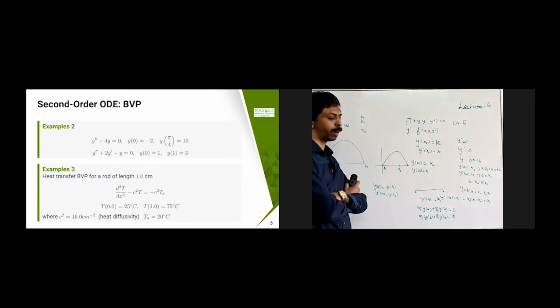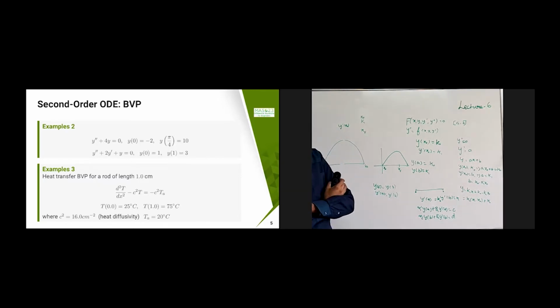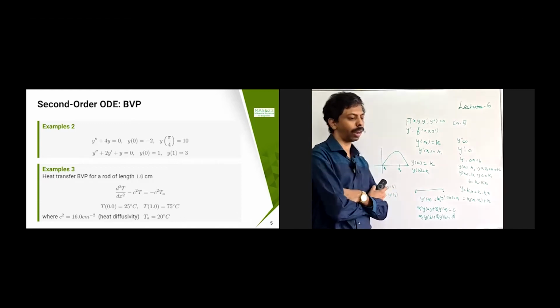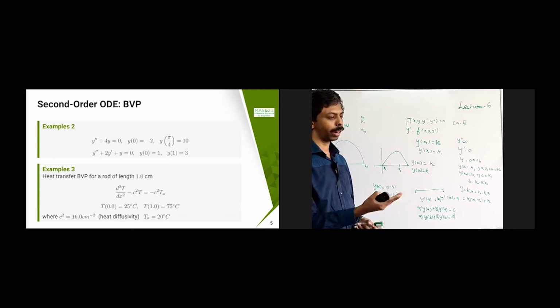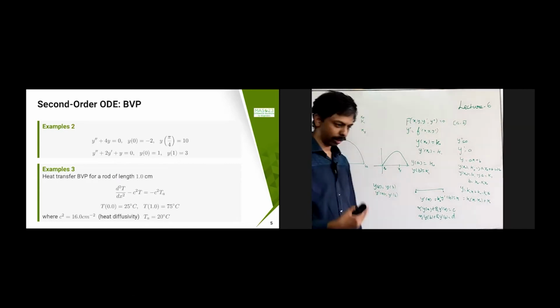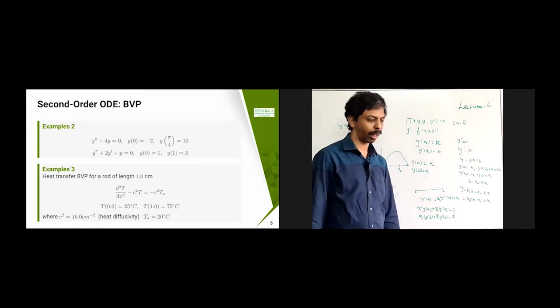For example, y double dash plus 4y equal to 0 with y of 0 equal to -2 and y of pi by 4 equal to 10. This is a boundary value problem. Similarly, y double dash plus 2y dash plus y equal to 0, with y of 0 equal to 1 and y of 1 equal to 3. This is again a boundary value problem. As I mentioned earlier, you can take a heat transfer equation for a rod of length 1 meter, and do a similar kind of thing. Let's say at one end you get 25 and at the other end 75 degrees Celsius, and some parameters are given. Then this is called a heat equation.